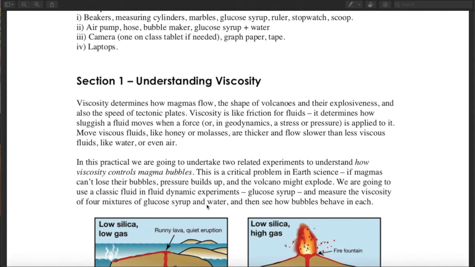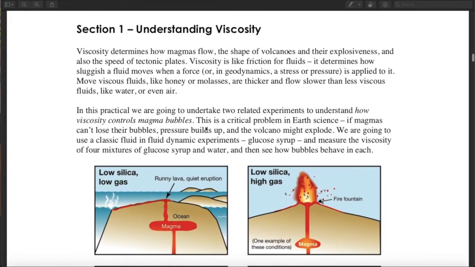First off, viscosity. Viscosity is the critical parameter for fluids. It describes how fluids flow. So for earth sciences, it describes how magmas flow. It defines the shape of the volcanoes that form from those lavas. It also determines their explosiveness. So it's really critically important for understanding how dangerous a volcano is going to be.